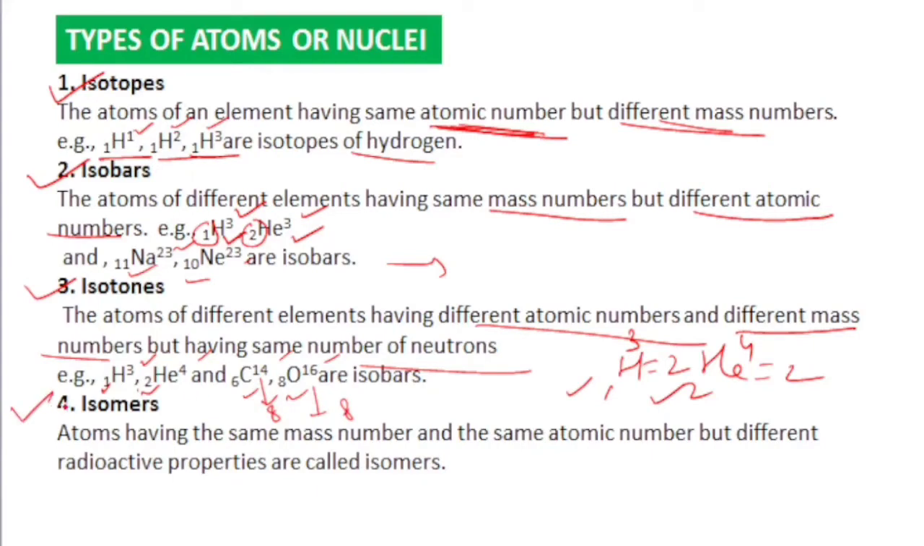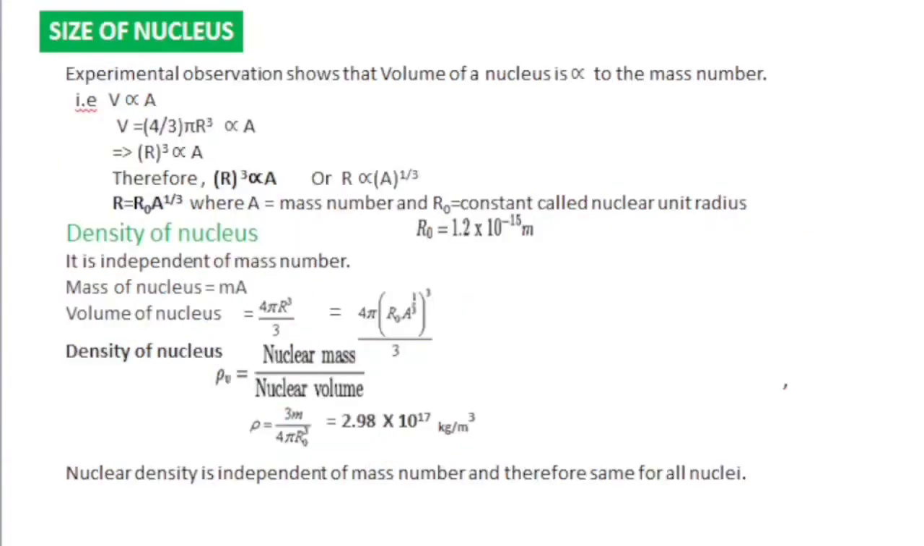Now the last type of atom is isomers. Atoms having the same mass number and the same atomic number, both the same, but different radioactive properties are called isomers. So these are our different types of nuclei. Then after that, size of nucleus. It is very, very important. It generally comes in 2 or 3 marks questions, right?